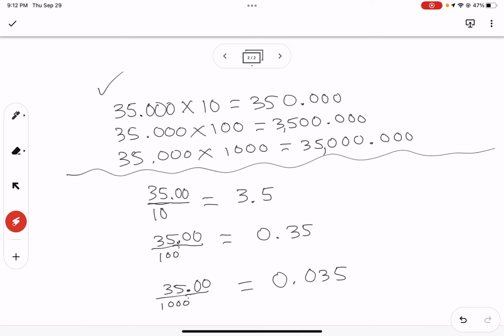So if I divide by a multiple of 10, it's going to move to the left. And again, it's going by how many zeros there are. This was only 1 and there's 1 zero. This was 2 to the left and there's 2 zeros. 3 to the left and 3 zeros. This is an amazing shortcut that you can use when multiplying or dividing by any multiple of 10.